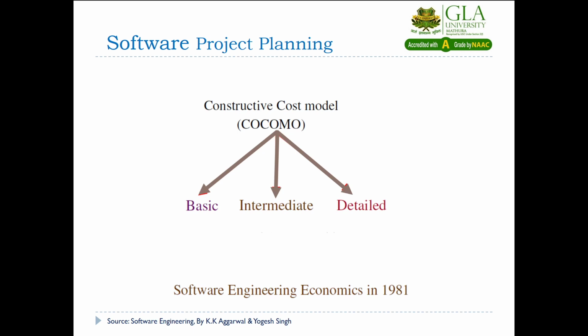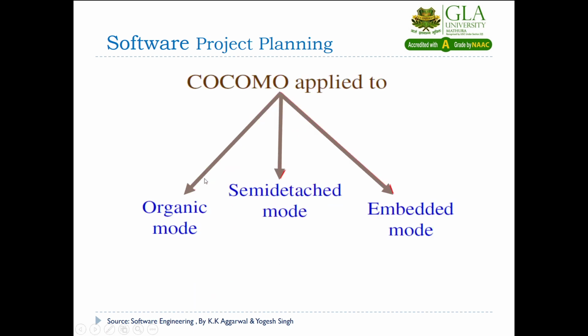These models were proposed by B.W. Boehm in 1981 in his book Software Engineering Economics. In this lecture I am going to discuss only the basic COCOMO model. The basic COCOMO model will be applied to three different kinds of projects: organic mode project, semi-detached mode project, and embedded mode project.